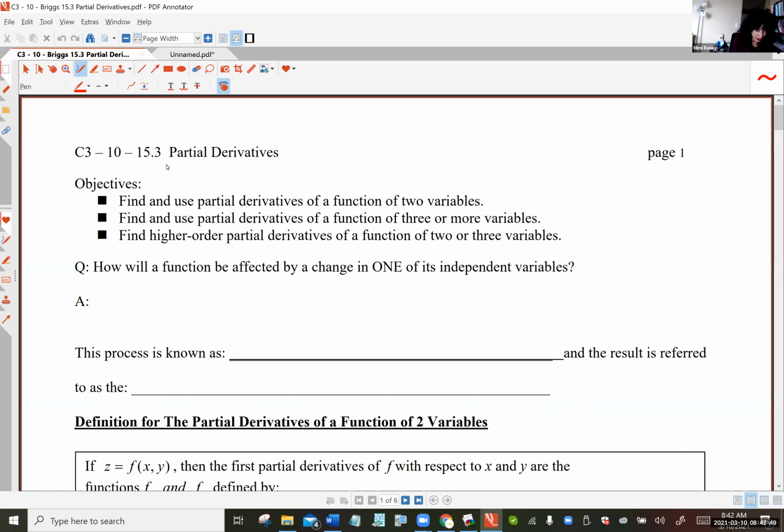Okay, partial derivatives. What the heck is it? Well, you're going to do some calculus because the word derivatives is in there, so get ready. So we're going to look at partial derivatives for a function of 2 variables, partial derivatives for a function of 3 or more variables, and then we're going to look at higher order partials, like second and third partials.